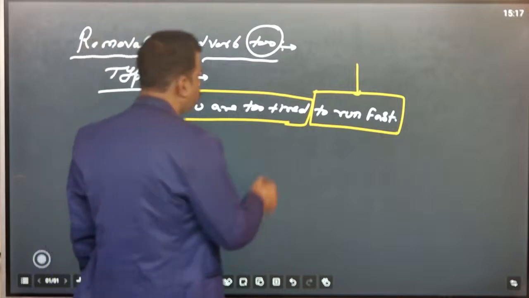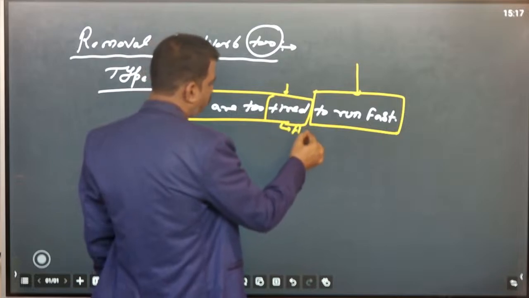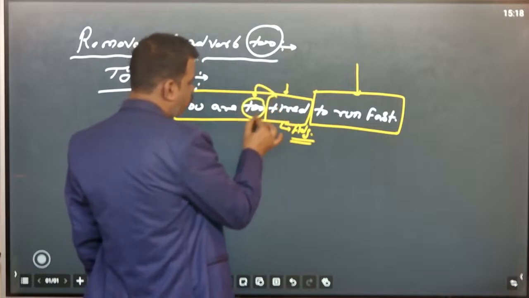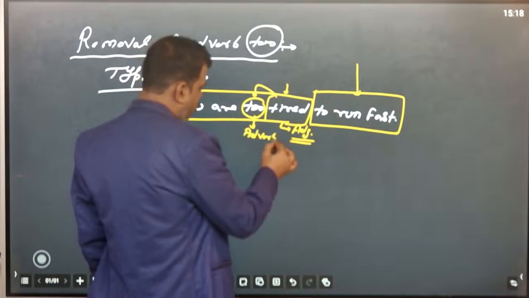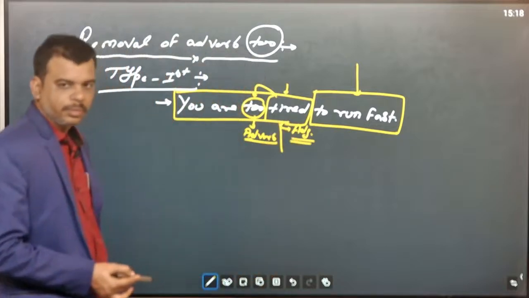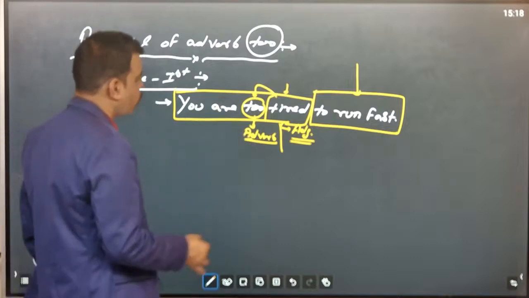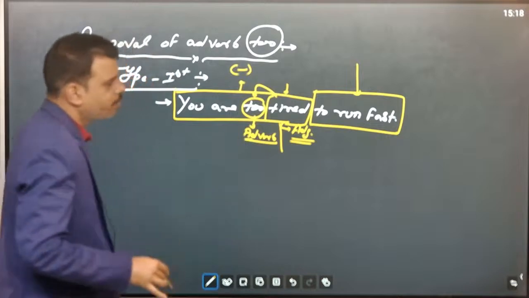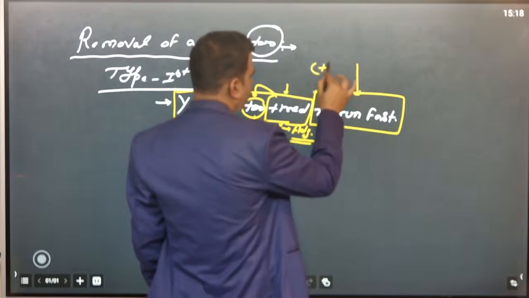Understand, tired is the adjective. Before tired we have too. It is known as adverb. Okay, you are too tired to run fast. Now pay attention, the first phase is of negative condition, and the second phase is of positive condition.